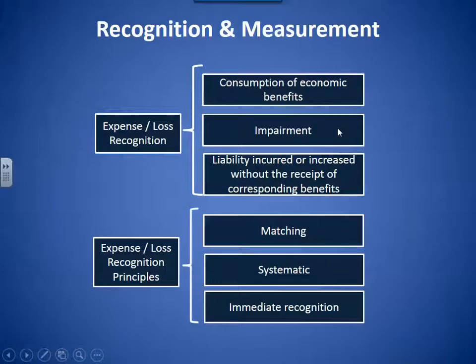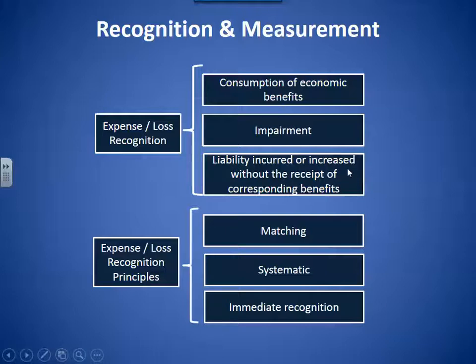Impairment. Sometimes an asset is in a situation where it can no longer provide the services we thought it would provide, so that asset becomes impaired, and we have to recognize that expense or loss of impairment at the time it becomes impaired.